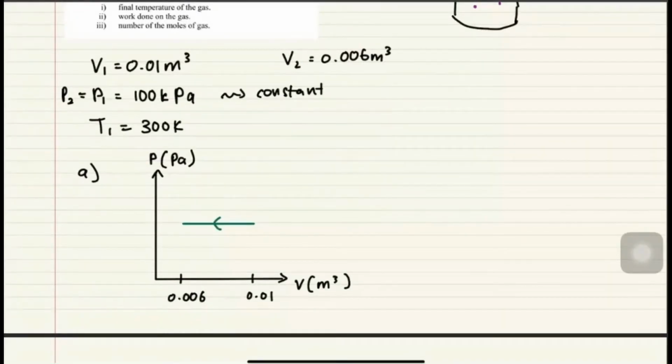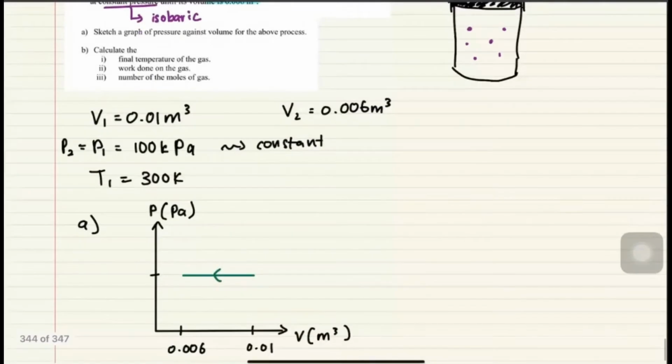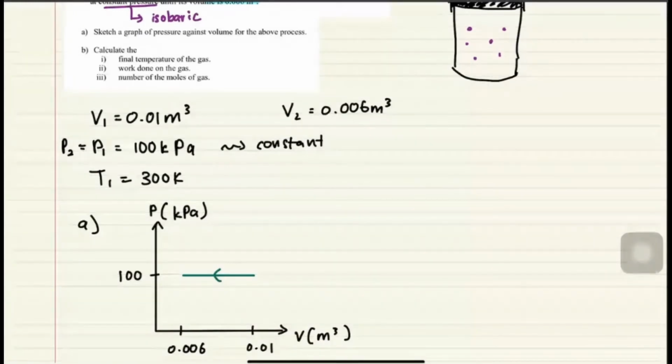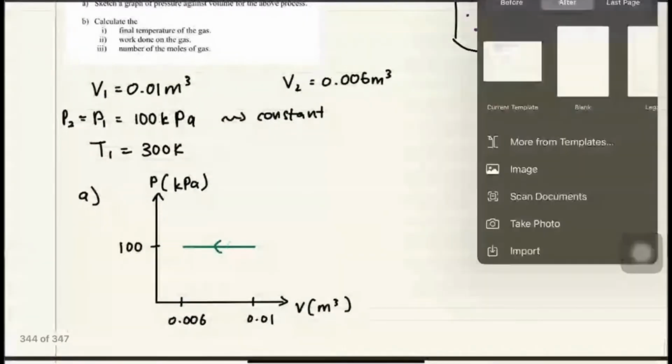And then the value for your pressure would be 100 kPa. So I can put this one as 100, but I have to change my label here to kilopascal. Okay. If you draw it like this, then you will get full marks. Make sure when they ask for a sketch, you still label with the correct values.